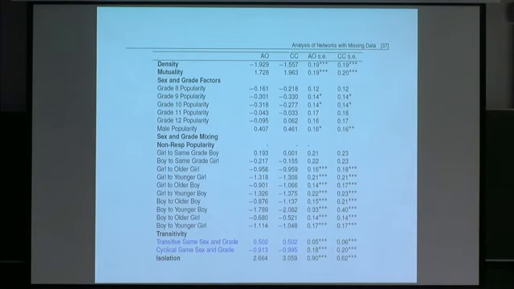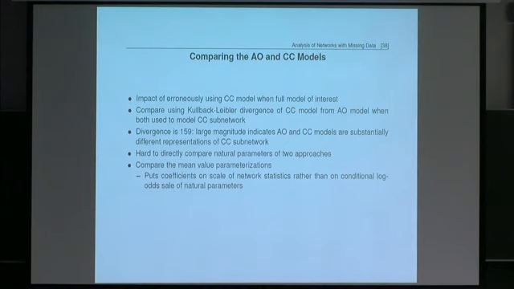So to compare these two models, what we want to do is see what the overall impact is of erroneously using this complete case model when we really care about the full model. So to do this, we can calculate the Kullback-Leibler divergence of the two models when they're both used to model this smaller subnetwork that's used for the complete case. This is all done in the appendix of the paper, but the divergence is 159, which we know is pretty large in magnitude. So the takeaway is that these two models are substantially different representations of this smaller subnetwork.